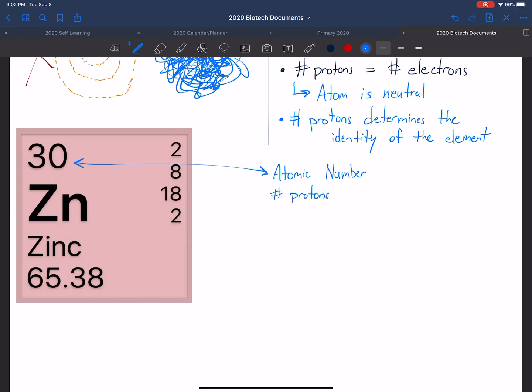But we also have this other information that I had mentioned up here. The number of protons for your standard atom equals the number of electrons. Okay, so then the atomic number can be your number of protons, and or the number of electrons as well. So for zinc specifically, since its atomic number is 30, I know that every atom of zinc will have both 30 protons and 30 electrons.